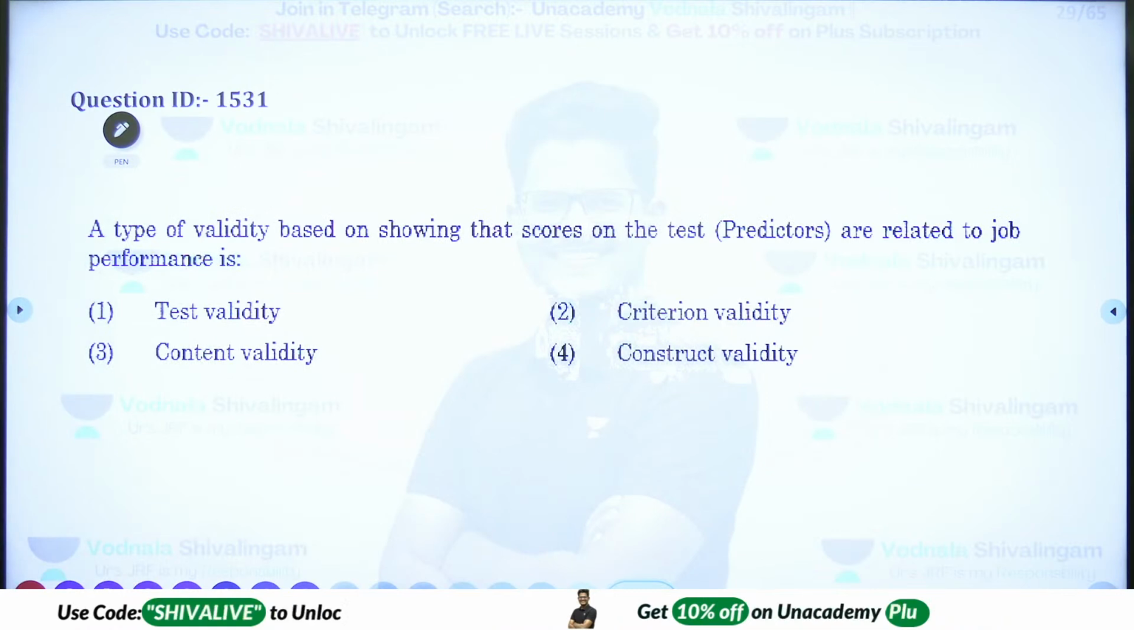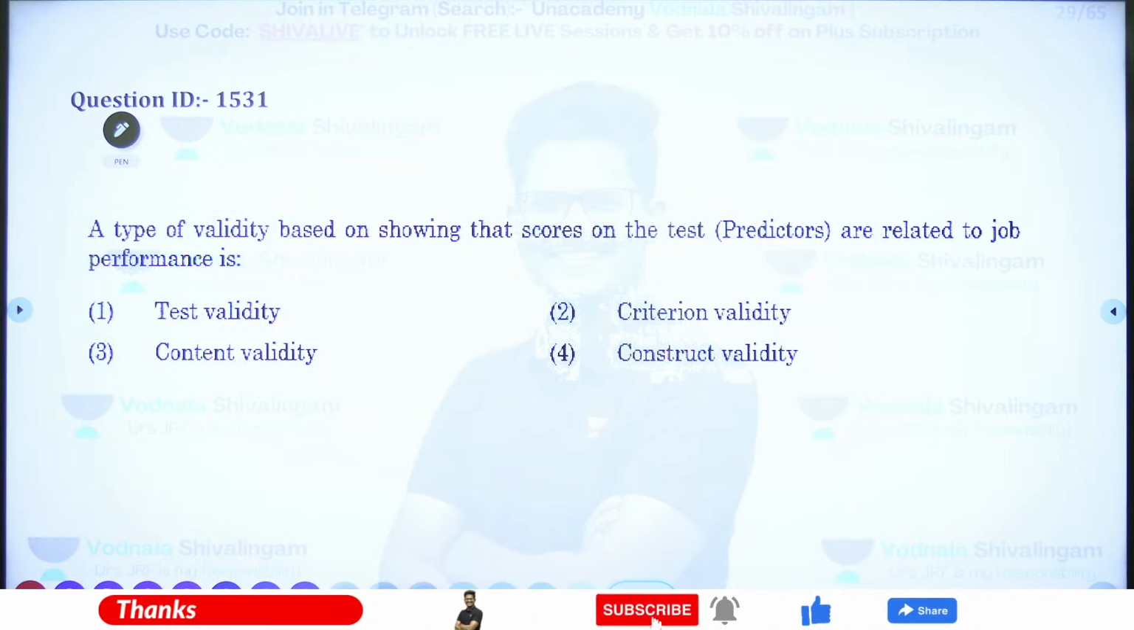Next question. Because in the exam, not all the known things are going to come, right? We must apply our sense.